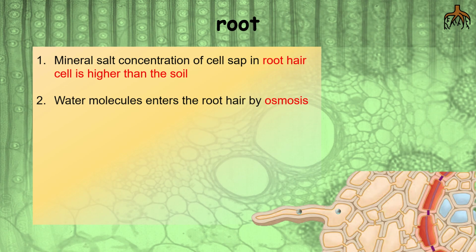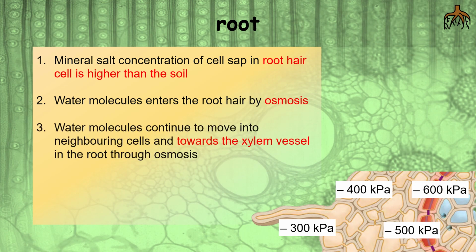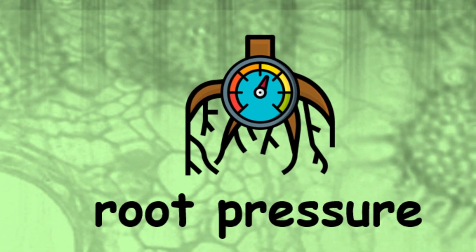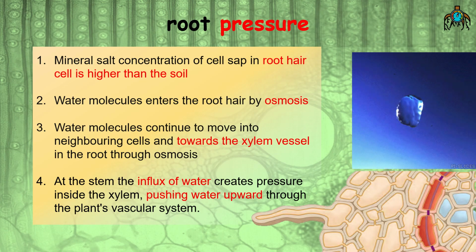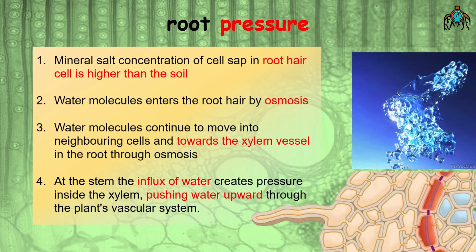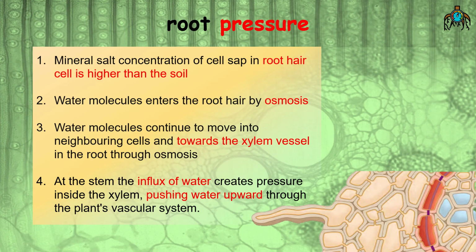This increases the water potential of the root hair cell, and as cells closer to the xylem have lower and lower water potential, water molecules will move towards the xylem vessel through osmosis. This results in root pressure. At the stem, the inflow of water causes pressure in the xylem, pushing the water upward. This upward push contributes to the transport of water up the root and is known as root pressure.